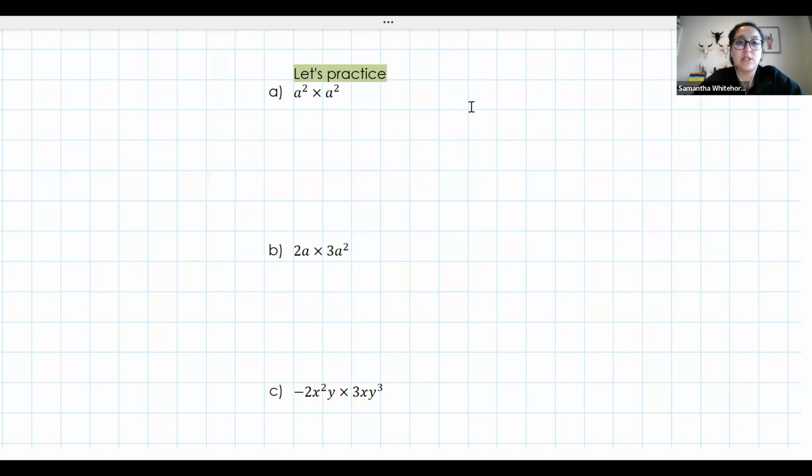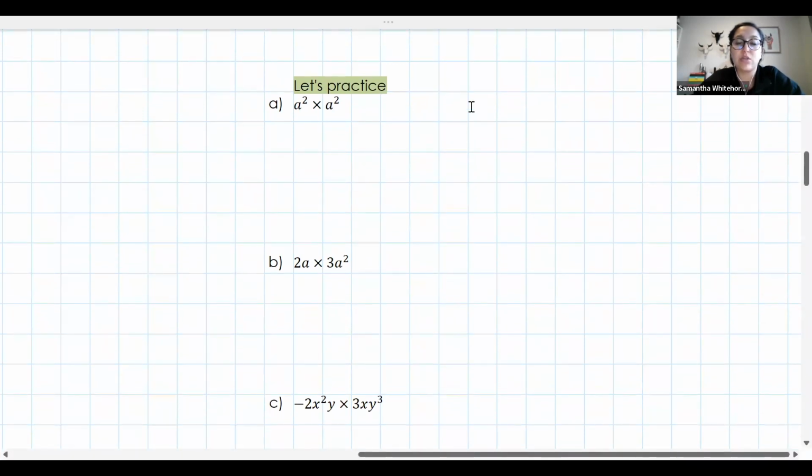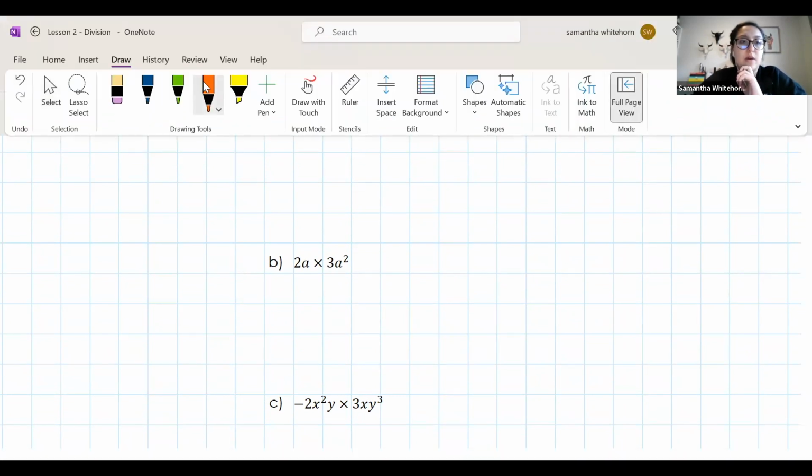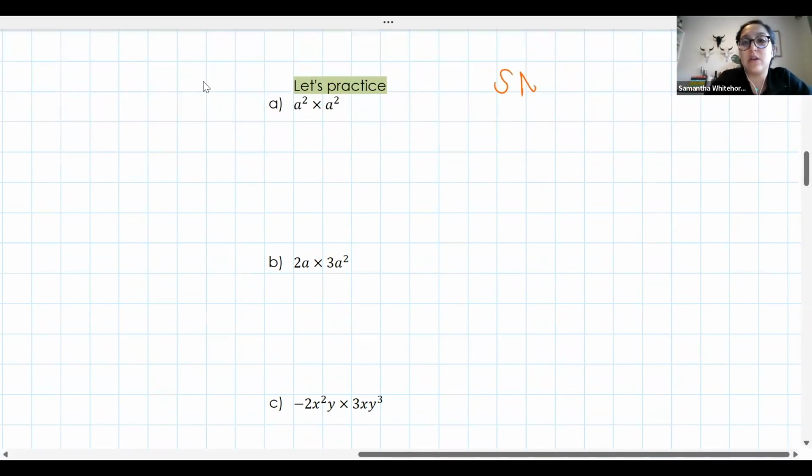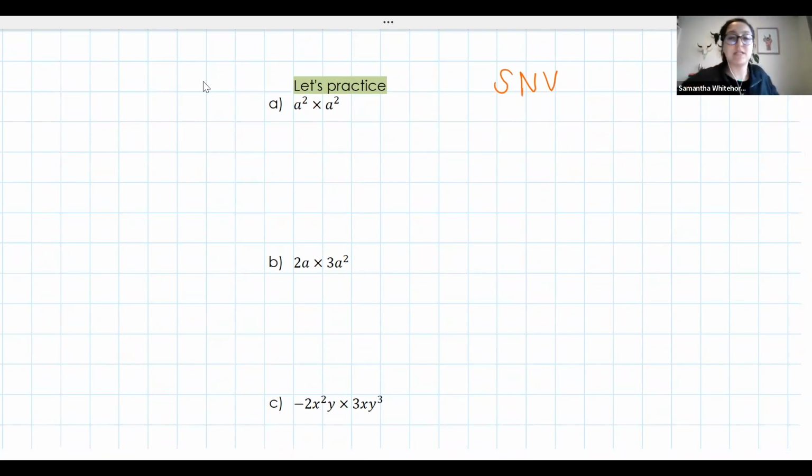So what I want you guys to do is try these three questions here. Answers in the chat, A, B, and C. And what I want you to remember is that when you are multiplying or dividing, we need to bear in mind SNV. Remember, signs, numbers, variables. If we break down our multiplication or our division with signs, numbers, variables, we should do it correctly. So I want you to try A, B, and C here. Put your answers in the chat.